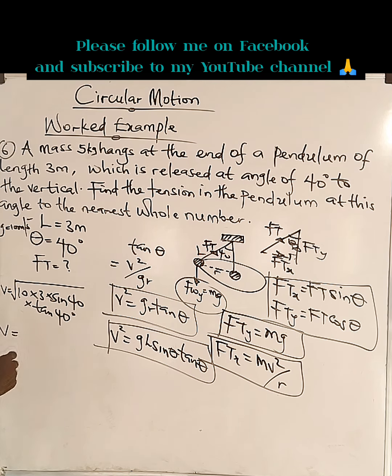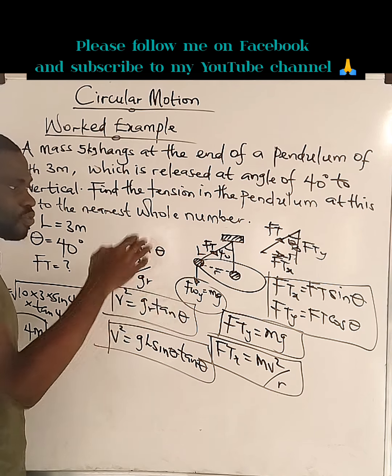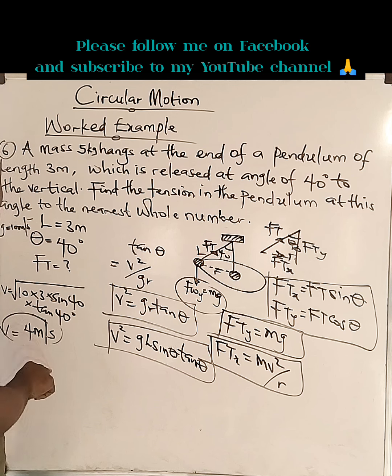So velocity is equal to, quickly, we're going to use our calculator to solve this. So velocity, which is gravity times length. The length is 3 times sine theta times tan theta. So let's quickly do that with our calculator. Square root of 10 times 3 times sine 40, then times tan 40 degrees, will give us 4. So the velocity is 4 meters per second. This velocity we have here. So this very pendulum moved with a speed of 4 meters per second. This velocity is a linear velocity.